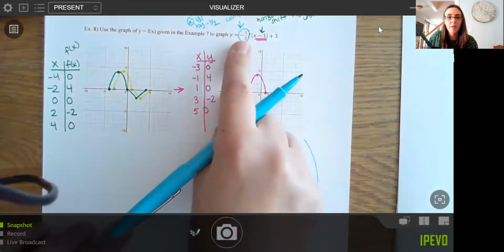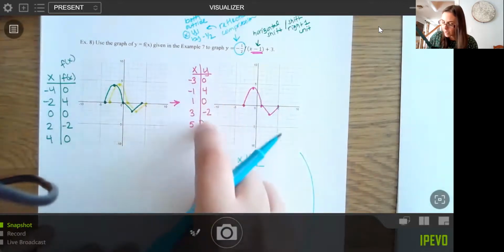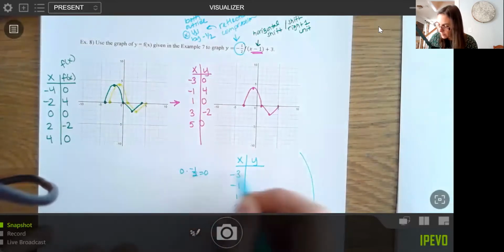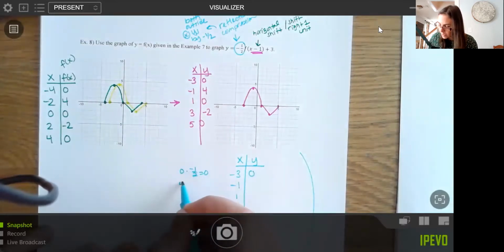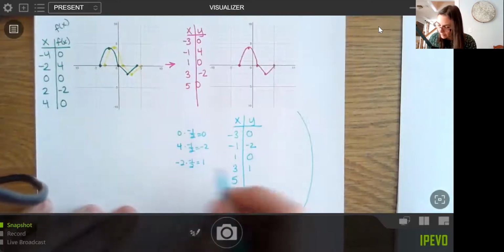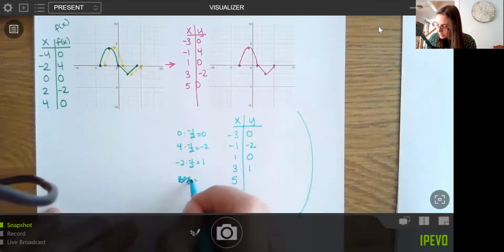But my y values are going to get multiplied by -1/2. So these are all going to get multiplied by -1/2. So you have 0 times -1/2, which is just 0. You have 4 times -1/2, which is -2. Again, you have 0 times -1/2, which is 0. -2 times -1/2 is going to be +1. And then 5 times -1/2 is going to, oh, sorry, not 5, wrong column. 0 again times -1/2 is going to be 0.